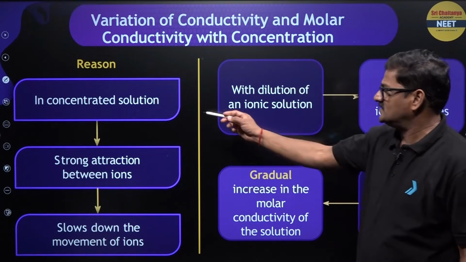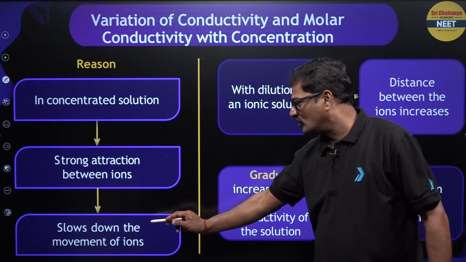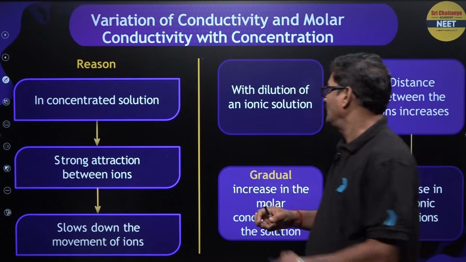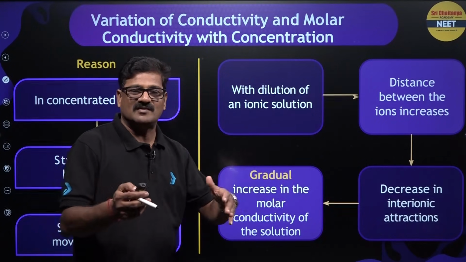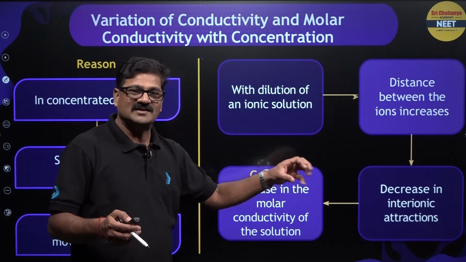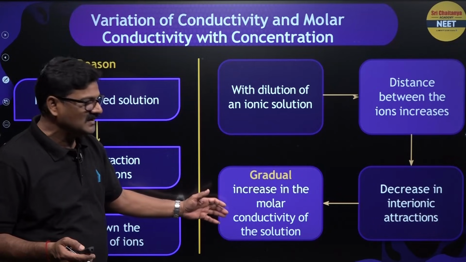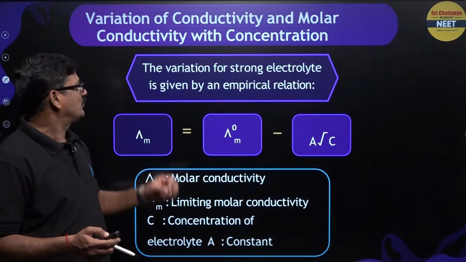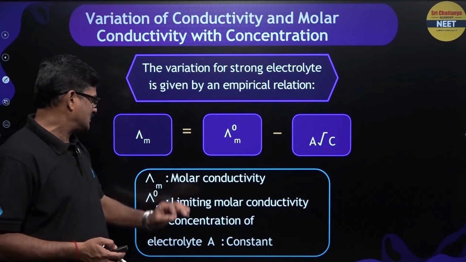In a concentrated solution, there is strong attraction between the ions and a slow down in the migration or movement of the ions. With the dilution of an ionic solution, what will happen? The distance between ions increases, so inter-ionic attractions decrease, so a gradual increase in the molar conductivity of the solution is seen. So, this is what is called the Debye-Huckel-Onsager rule.